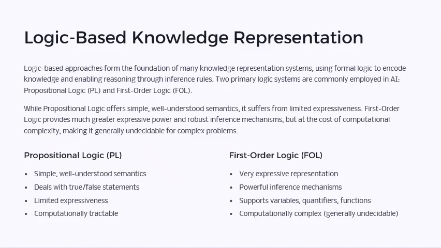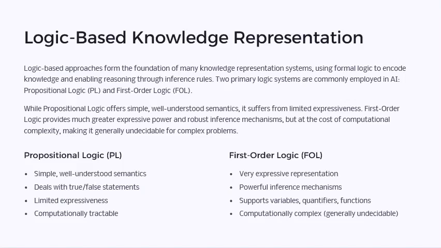Precisely. You can represent much more complex knowledge about the world. FOL is incredibly expressive, really powerful for detailed representation and sophisticated reasoning. Sounds great. What's the catch? The catch is, well, it's computationally very complex. The sources mentioned it's generally undecidable. Undecidable. That sounds bad. What does that mean practically?